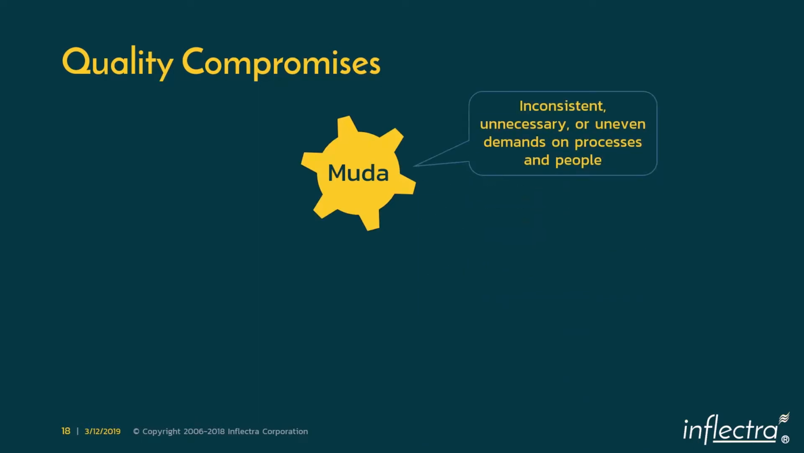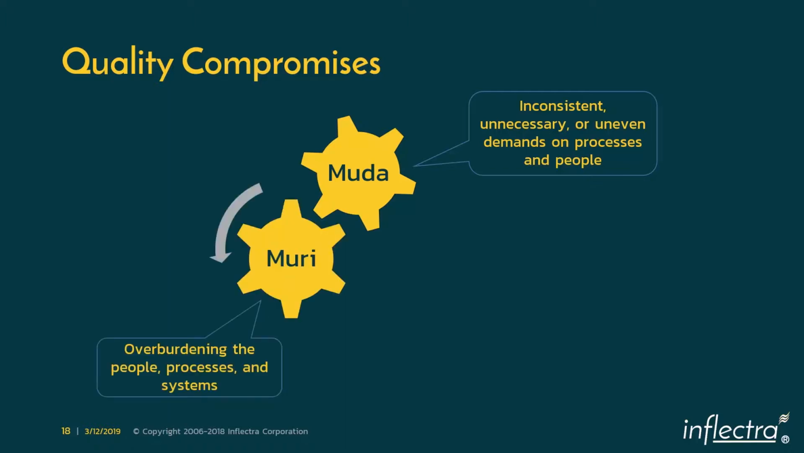The first is Muda. This represents the inconsistent, uneven, or unnecessary demands on processes and people. When spikes in demand for people's time or processes exist that do not contribute to the value add, it takes productivity away. Remember my earlier discussion on non-value add. The second is Muri, where we overburden people, process, and systems. Examples are not giving enough training required for automation, but require people to automate and evaluate their performance.